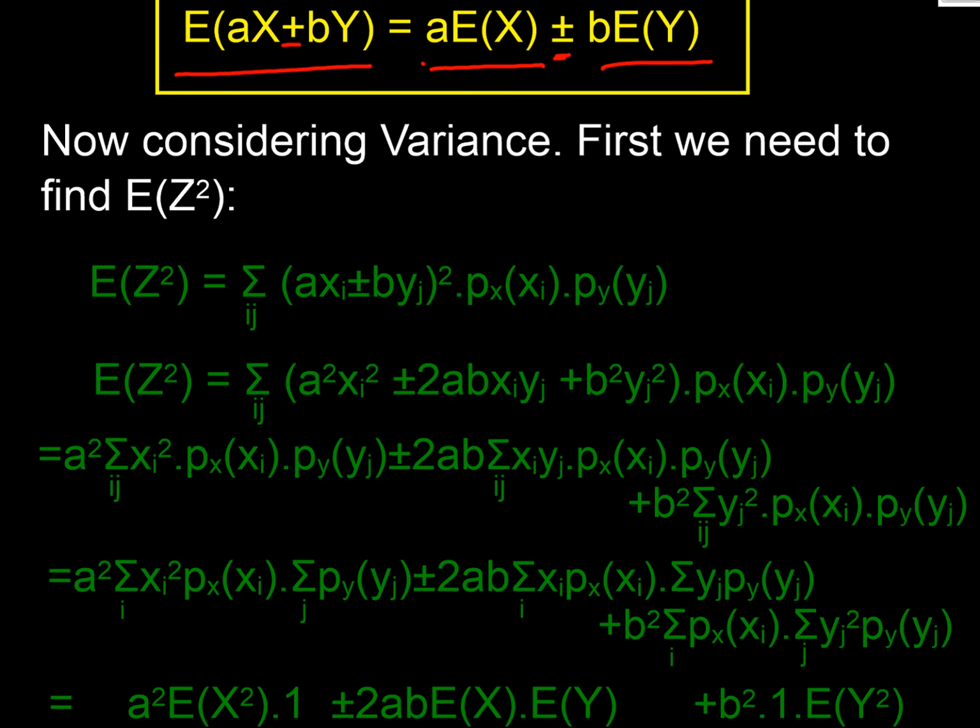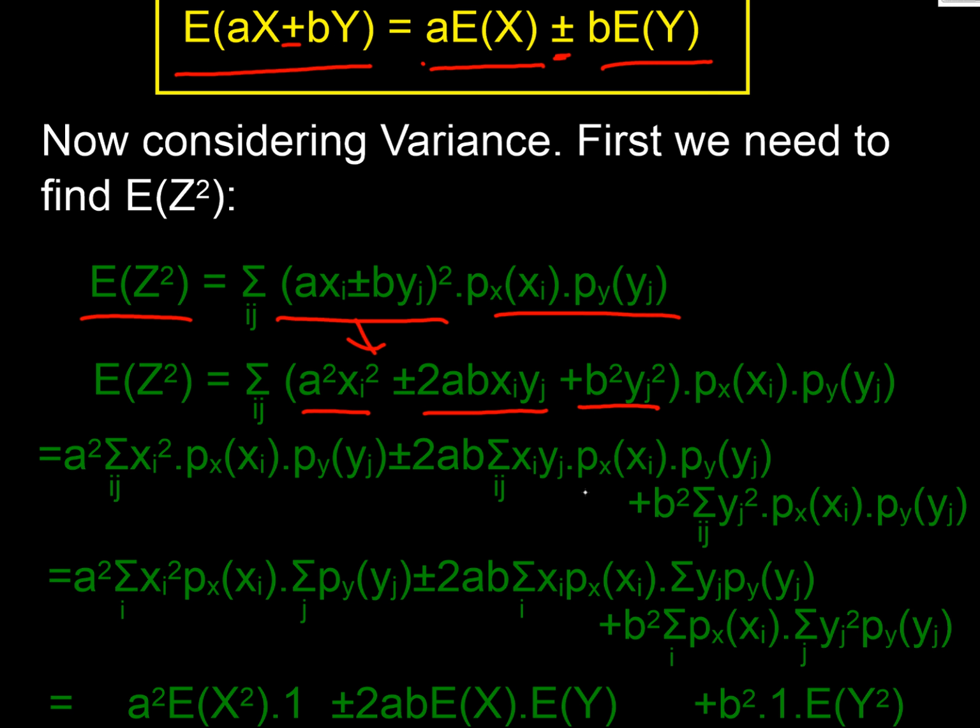Okay, let's have a look at the variance. To find the variance, we first have to find the expected value of z squared, so our variable in the bracket is ax plus or minus by, all squared, and then we've got our two probabilities on the end. Then again we can expand this bracket. Now we've got three terms: a squared x squared, ab xy, and then b squared y squared.